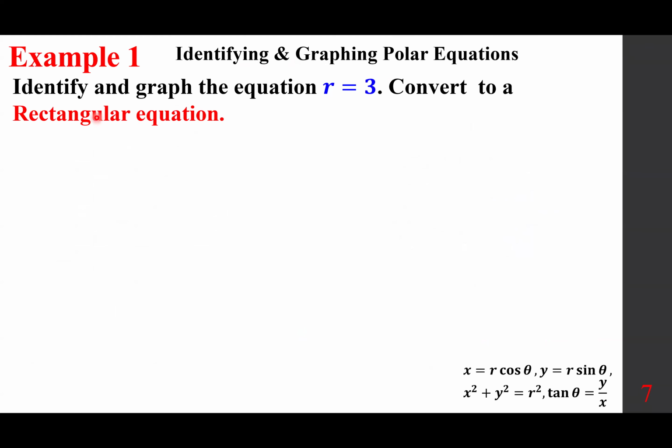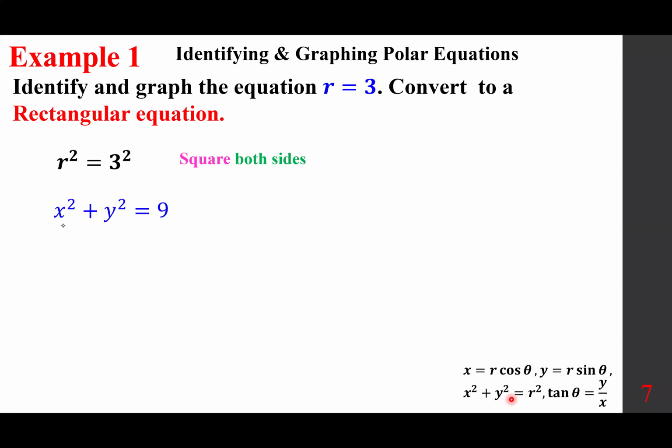Identifying and graphing polar equations. Reminding you, x equals r cosine theta, y equals r sine theta, x squared plus y squared is r squared, tan theta is y over x. Now identify and graph the equation r equals 3, and convert to a rectangular equation. We've seen this before. If we square both sides, r squared equals 3 squared, or 9. So we replace the r squared with x squared plus y squared.